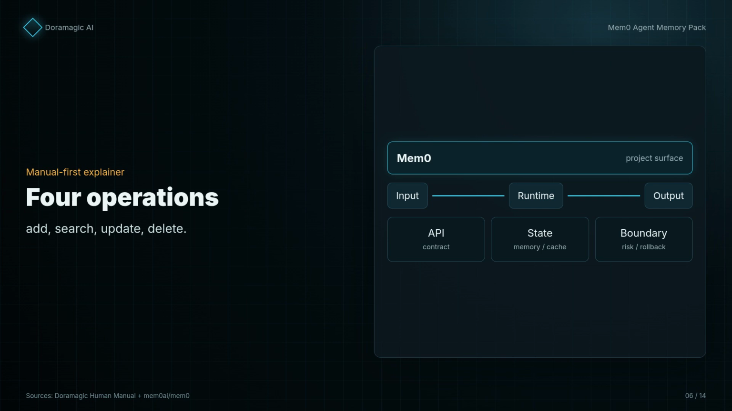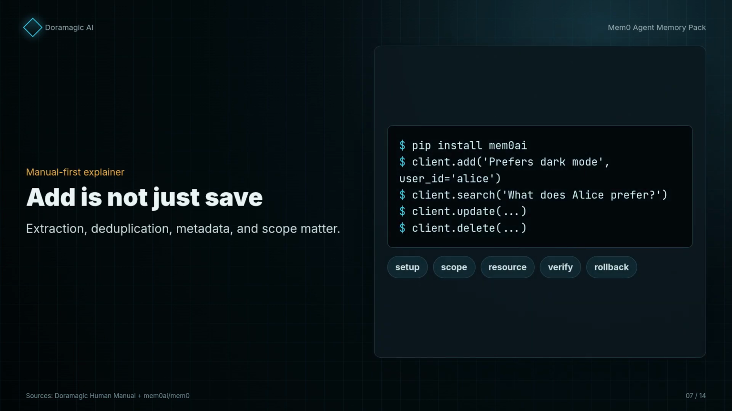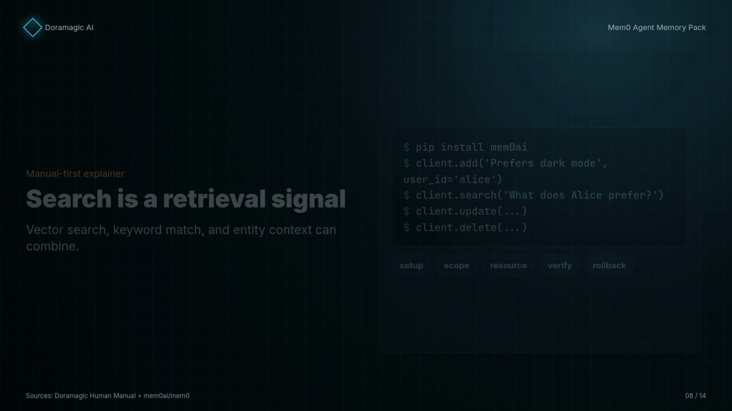The architecture in the manual is modular. An application calls the Mem0 API layer. The memory core coordinates vector storage, graph storage, databases, embedding models, and LLM-based extraction or synthesis. That means you need to choose more than a package. You need to choose storage, embedding provider, language model provider, and deployment mode.